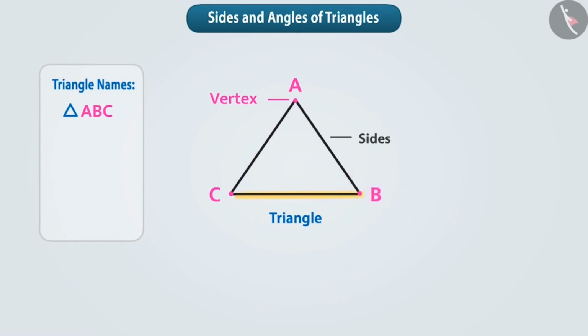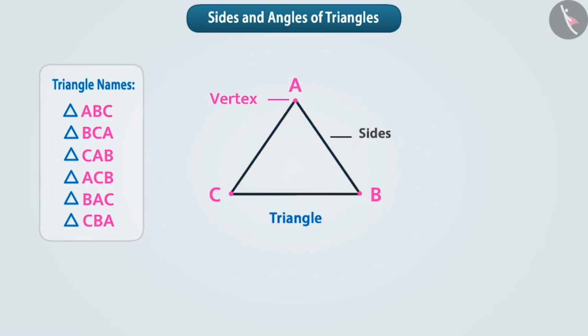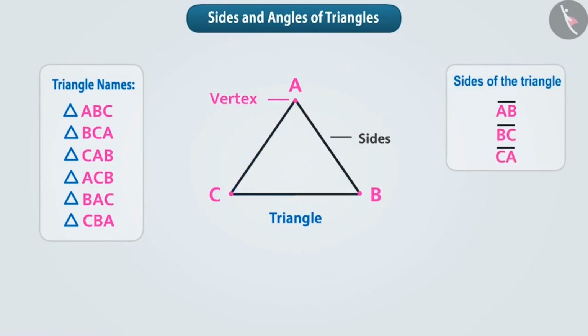Since we can start from any point and move in any direction on the boundary, we can also give this triangle the name BCA, triangle CAB, triangle ACB, triangle BAC, or triangle CBA. We can see that triangle ABC is made of three sides: side AB, side BC, and side CA.